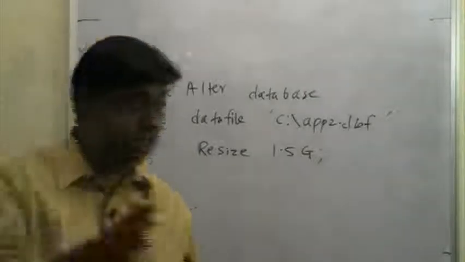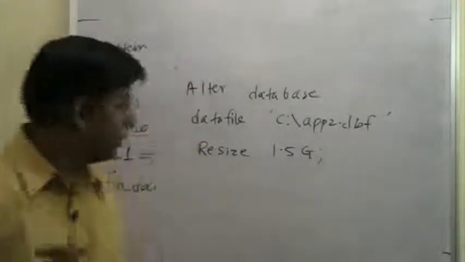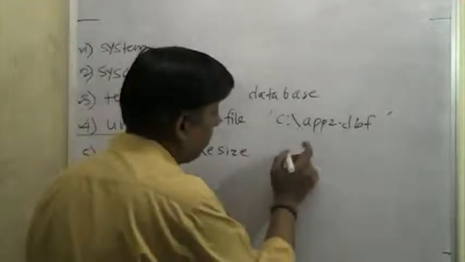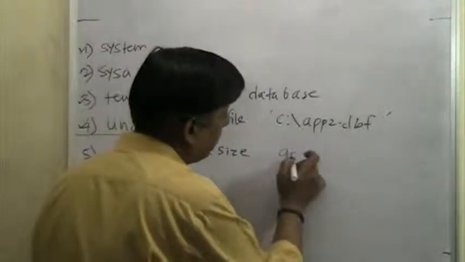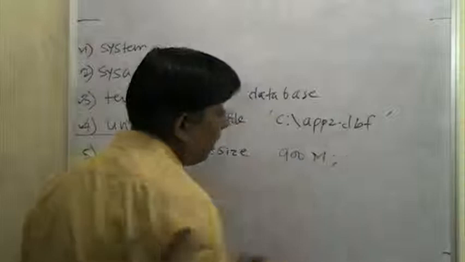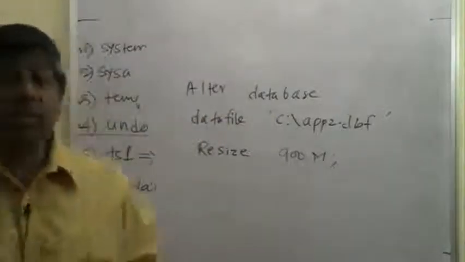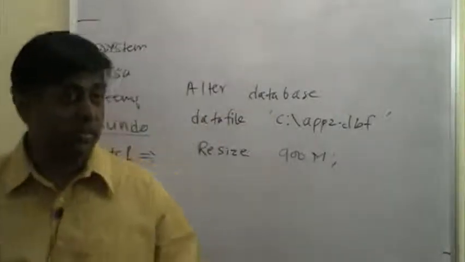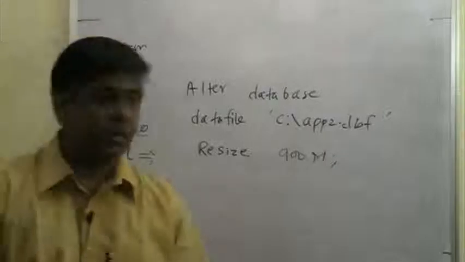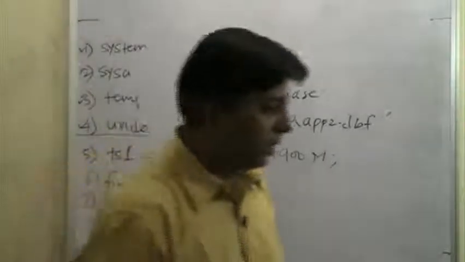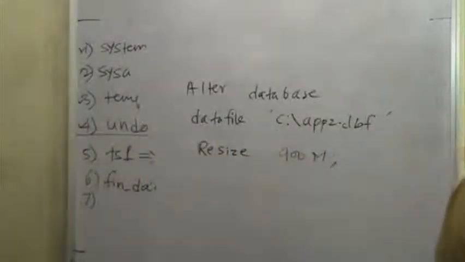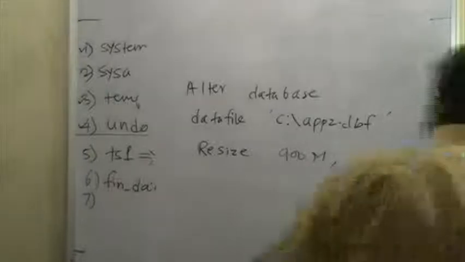Can you shrink the size of the data file? You can shrink the size of the data file, let us say from 1 gigabyte to 0.9 gigabytes, so let us say 900 megabytes. But this will not work if there is data more than 900. It will work only if that is not the case. Okay, so this is another command.